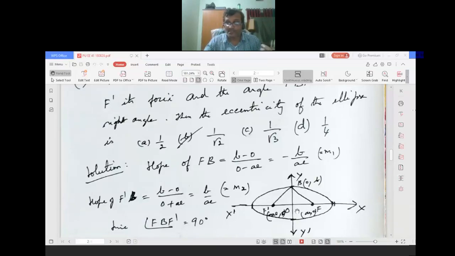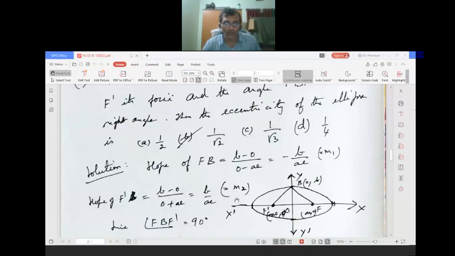This is the major axis, semi-major axis a. Now FBF dash, you can see F and F dash are the foci, it is given. You know the standard form of the ellipse, the foci are (plus or minus a, 0), that is (a, 0) and (minus a, 0). Since angle FBF dash is 90 degrees, we can take the slope of FB. Slope of FB will be the difference in y coordinate divided by the difference in x coordinate, that is b minus 0 by 0 minus a. And for F dash B, that is b minus 0 divided by 0 plus a. So we get b by a, that is equal to m2.